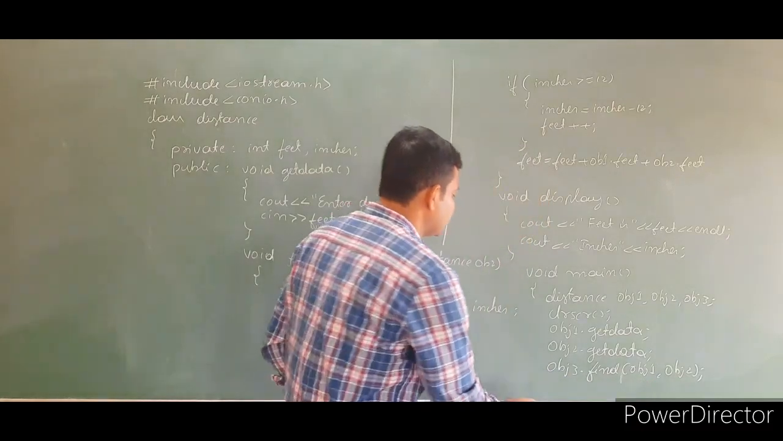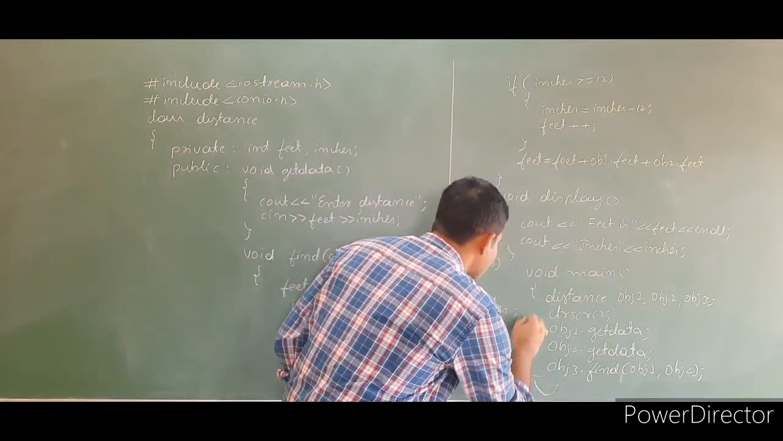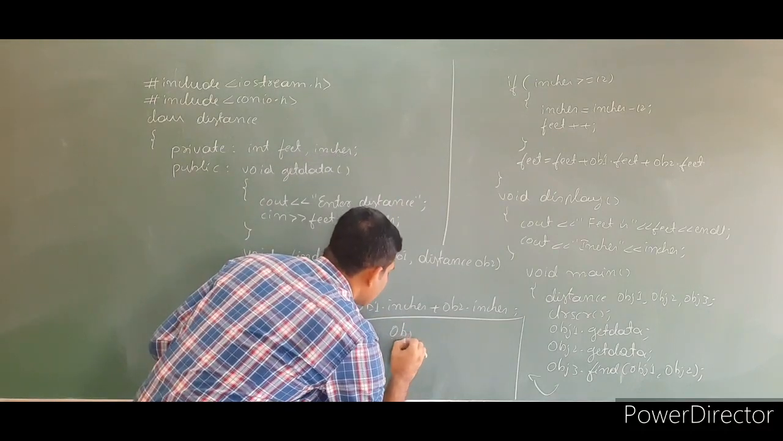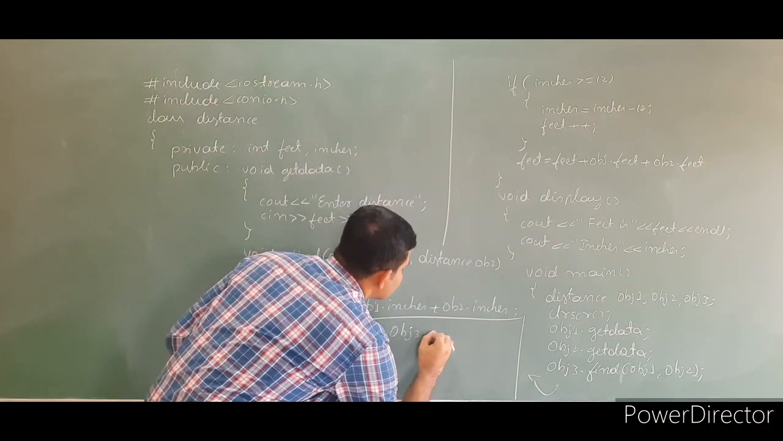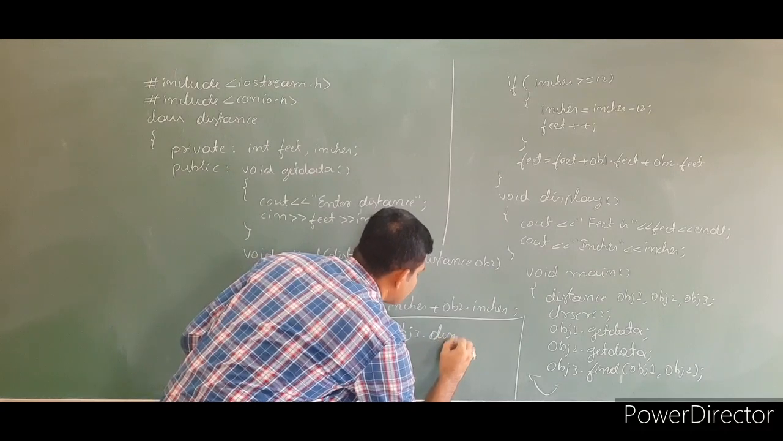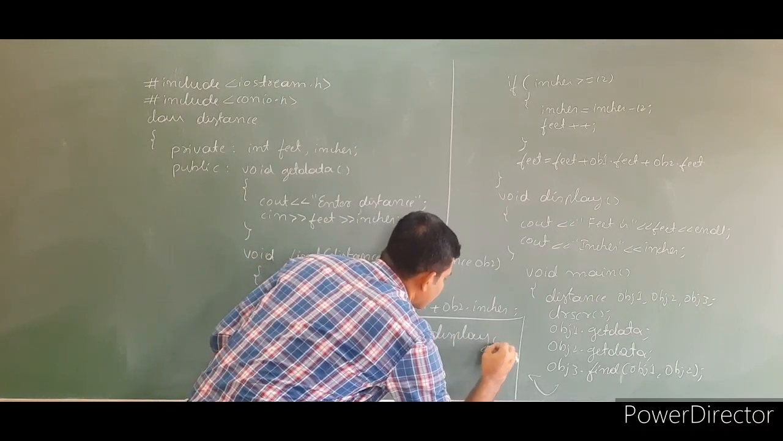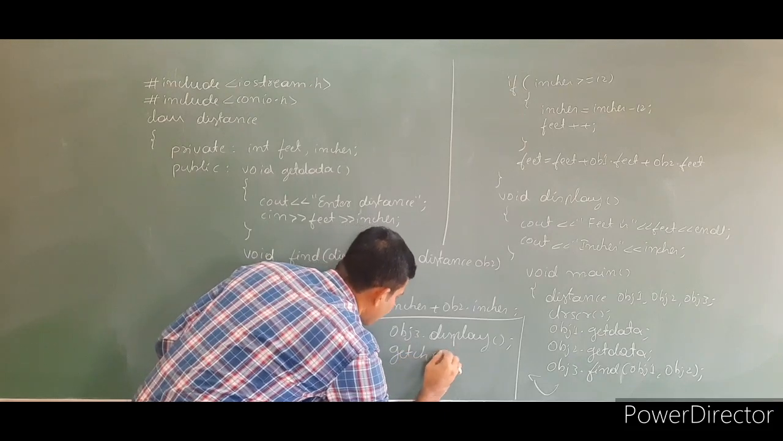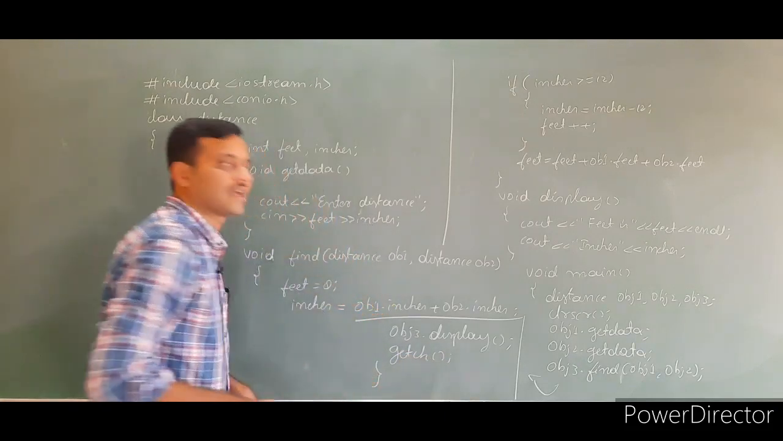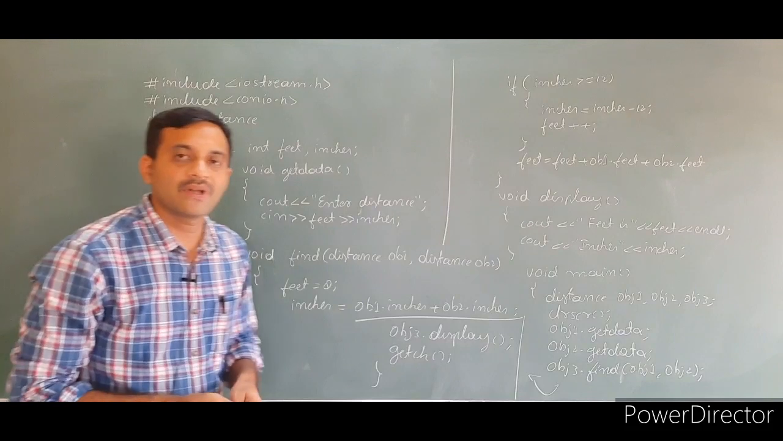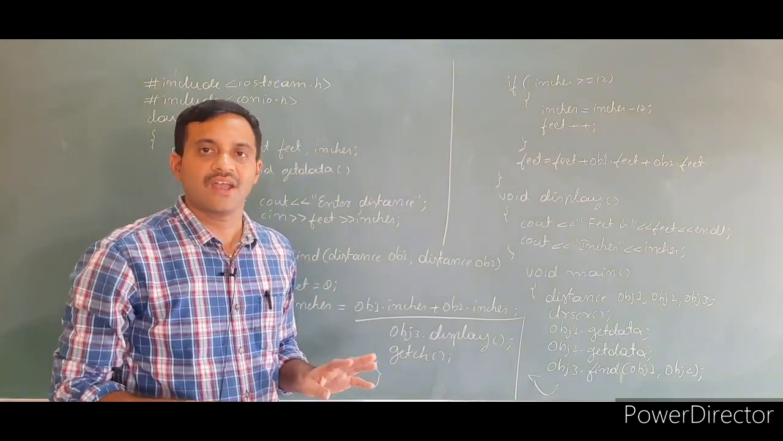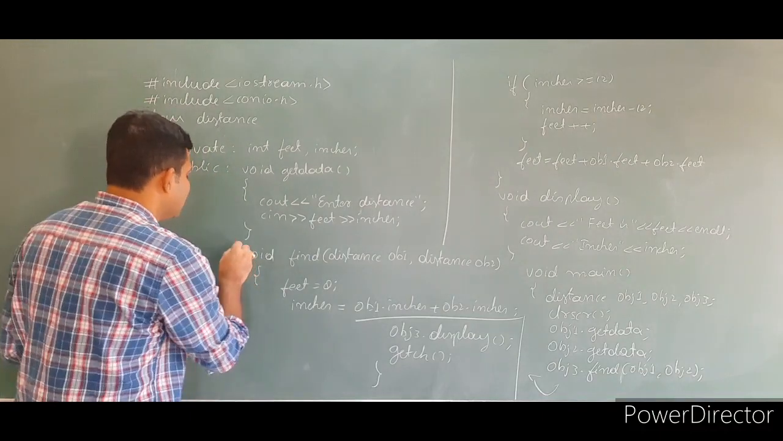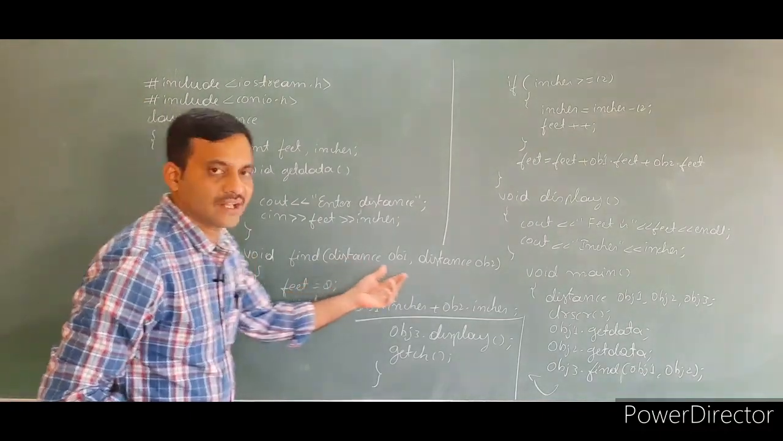Then after that we call the function display, then getch, close the main program. This is the example for objects as an argument. See the function. In this function we use object as an argument.